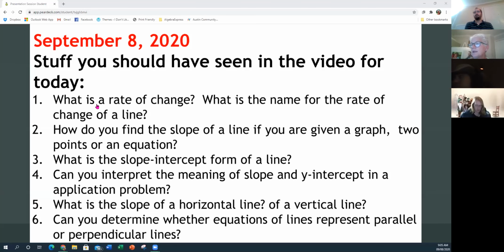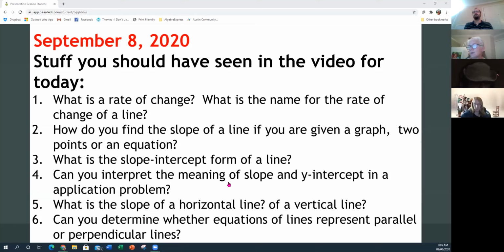So the things you should have gotten from the videos: what is the rate of change? What is the name for the rate of change of a line? And how do you find the slope of a line if you're given a graph, 2 points, or an equation? And what is a slope-intercept form of a line? And can you interpret the meaning of slope and y-intercept in an application or word problem?